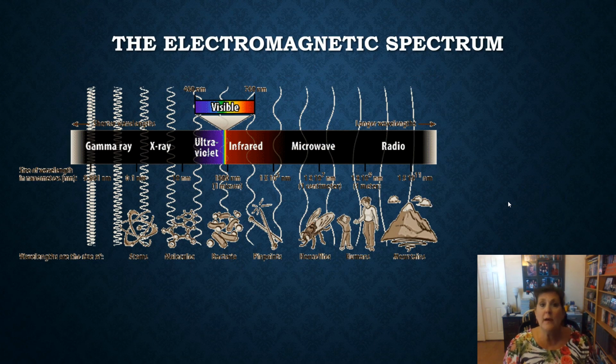Now this picture is all the waves together. Starting at that end on the far side, gamma rays. Those are short waves that have high energy and high frequency. In fact, if you're exposed to gamma rays, it can cause cancer. So we don't want to do that. So gamma rays are first.